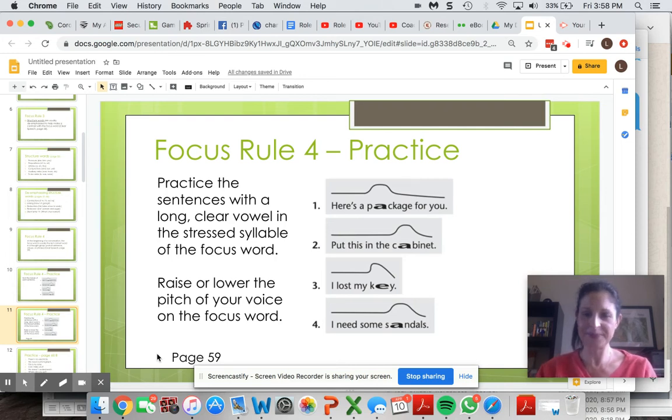Number 2. Put this in the cabinet. Put this in the cabinet. Number 3. I lost my key. I lost my key. Number 4. I need some sandals. I need some sandals. So those are the focus words in these sentences.